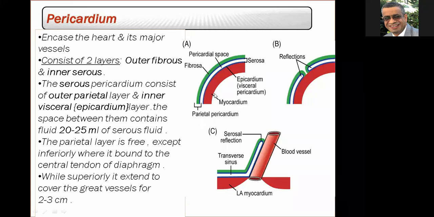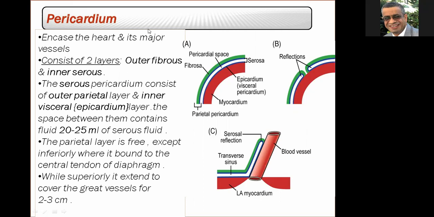So this is an illustration showing the innermost layer. This is the myocardium. The white with the blue borders is the serosa layer with the parietal and visceral layers, and the green one is the fibrosa. This is an MRI showing the reflection of the pericardium over the major vessels.